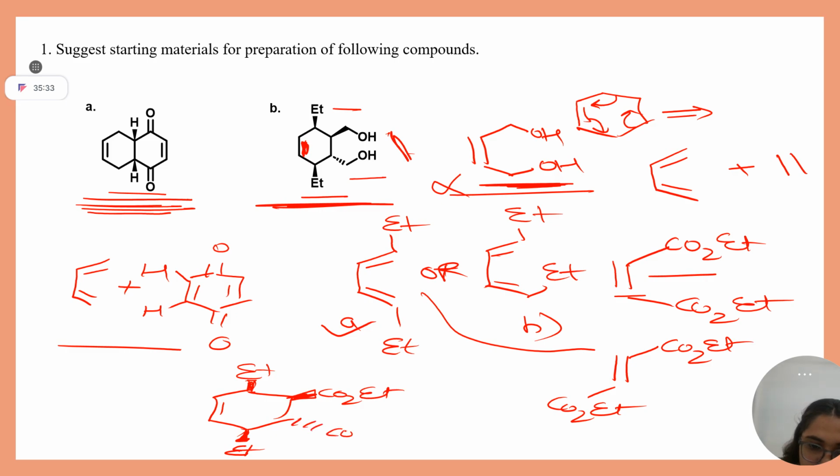Now tell me, from your organic chemistry knowledge, how can you form this compound A to this B? What reagent can you add?